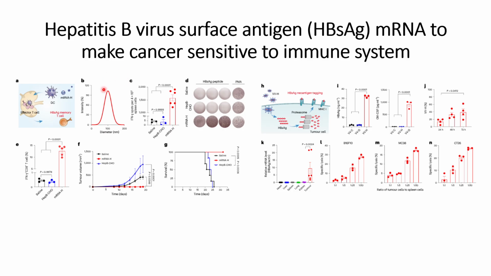First they check the lipid nanoparticle size. It is around 100 nanometers, which is appropriate for this application. Then they did in vivo studies where they inject this mRNA-H along with the controls, saline and HBsAg, and check the IFN-gamma. IFN-gamma is usually produced when there is killing of the cancer cells by the immune cells, and they can see that IFN-gamma levels are high in the case of mRNA-H. We can see it from panel C and from panel D also.